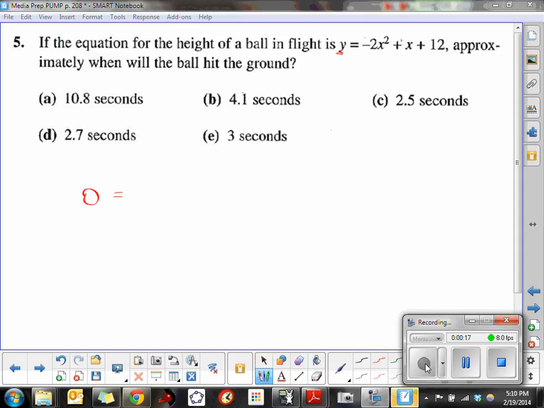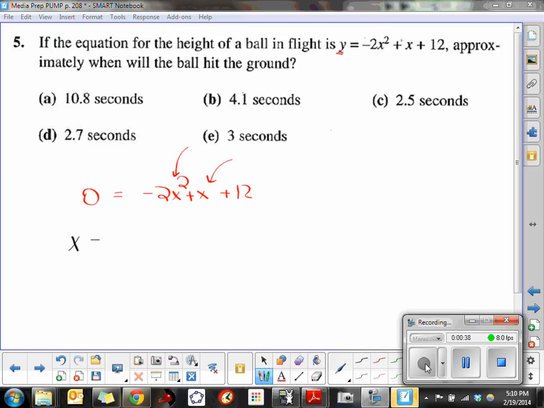So when the output is 0, negative 2x squared plus x plus 12 has to equal 0. So what are the times when we'll get an output of 0? So this is solving a quadratic equation. I don't have a lot of confidence that this is going to factor very well. I don't see the connections very quickly, so I'm going to move to the quadratic formula.